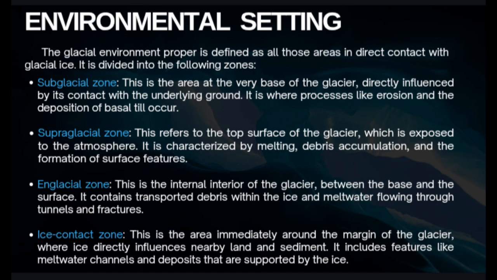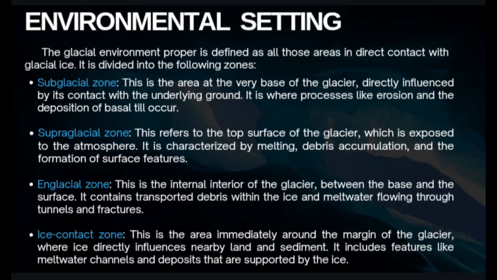This is the area at the very base of the glacier, directly influenced by its contact with the underlying ground. It is where processes like erosion and the deposition of basalt occur. Subglacial zones are like canals underground. It is also responsible for glacial movement, erosion, and sediment transport.